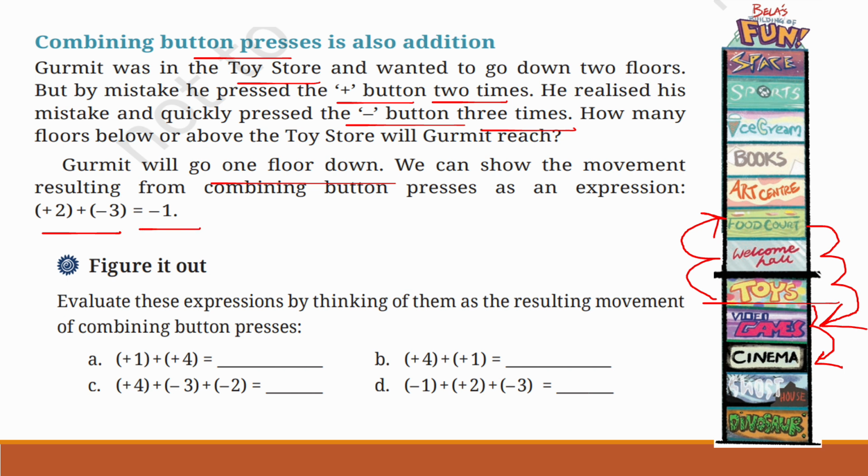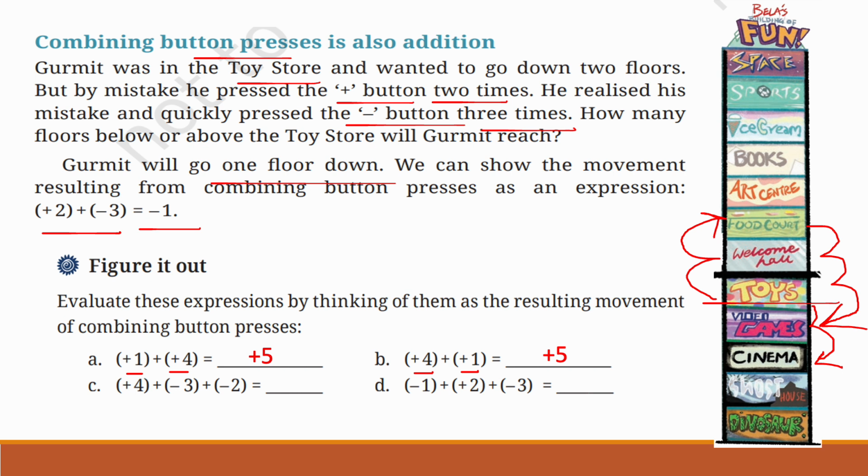Figure it out. Evaluate these expressions by thinking of them as the resulting movement of combining button presses. Plus 1 plus 4. See, here two numbers have the same sign. You just add these numbers. 4 plus 1 is 5. Then you put the corresponding sign. It is positive. So, plus 5. The next one, plus 4 plus 1. Again, two numbers have the same sign. You just add the two numbers. 4 plus 1 is 5. Then you put that sign, positive sign, plus 5.